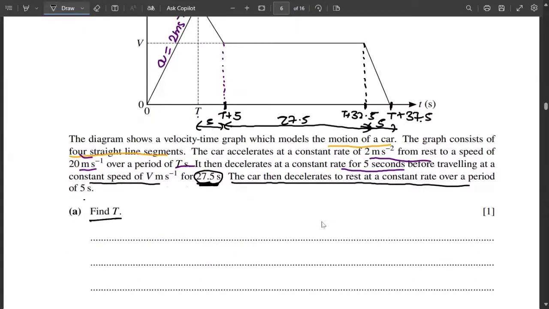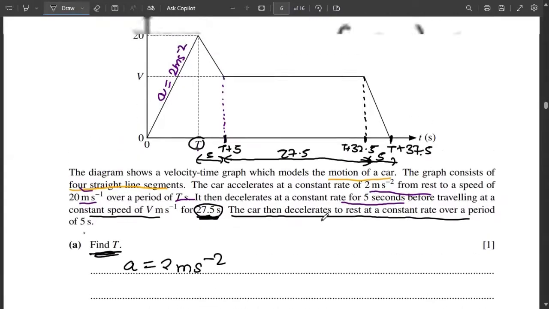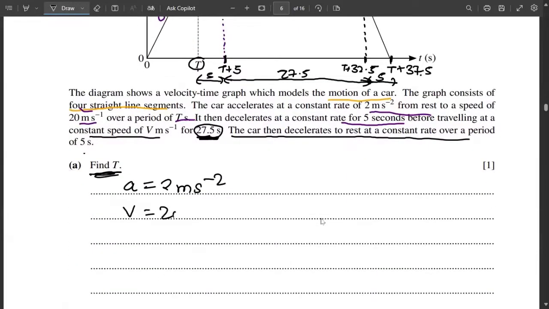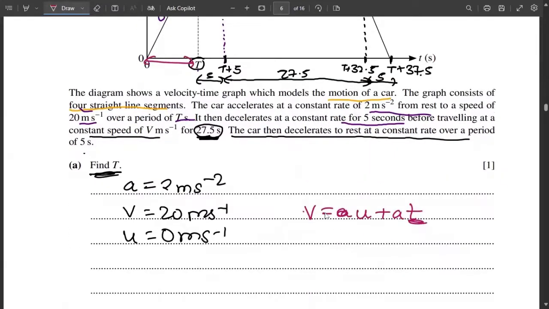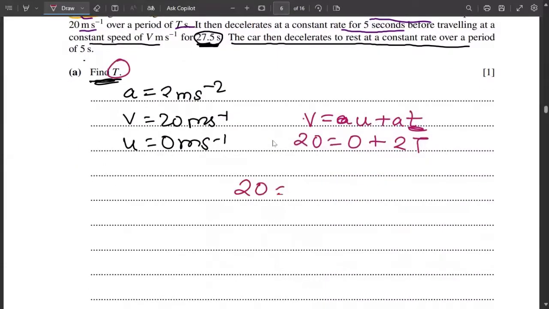So the first question is find T. And what is this T? This is the time T for which the constant acceleration is 2 meter per second squared. The final velocity is 20 meter per second and the initial velocity is 0 meter per second. After seeing a, v, and u, it may have already clicked that we can simply use v equals u plus at to find the time taken for this acceleration. So 20 equals 0 plus 2T, because you have to find T. So 20 equals 2T. Therefore, T equals 10 seconds.